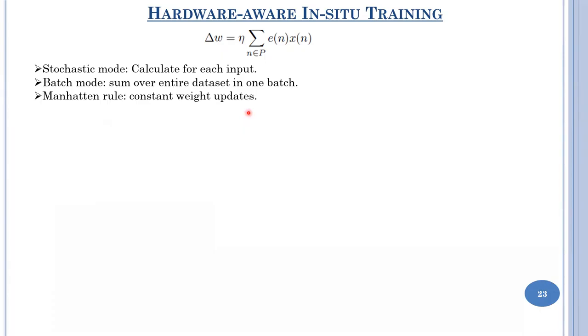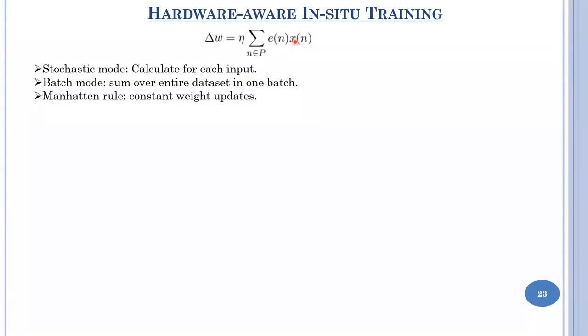Another method which is very easy and which people generally use is called the Manhattan rule or resilient propagation. So what that means is people say that calculation of this error as well as this product of this error and inputs in your hardware is a very complex process. For each application of input, you have to calculate these errors. You have to calculate the product of this error and this input. And then you have to change the weight corresponding to this value which you have calculated. So calculation of this value requires peripheral circuitry. It increases your area overhead. It increases your energy.